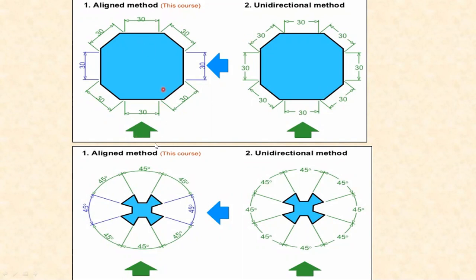Then they can be read from the bottom edge as well as from the right-hand side in the aligned system, while they can be easily read from the bottom in the unidirectional system. So this is the basic difference between the aligned system and the unidirectional system, and both systems are very simple.